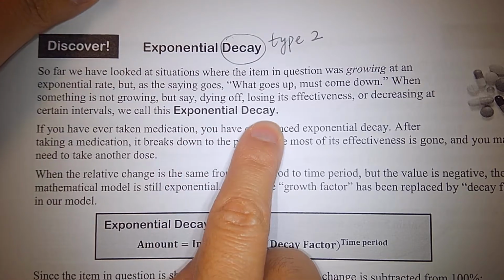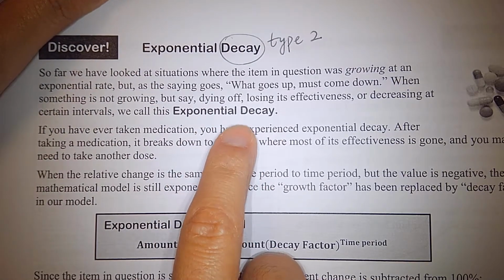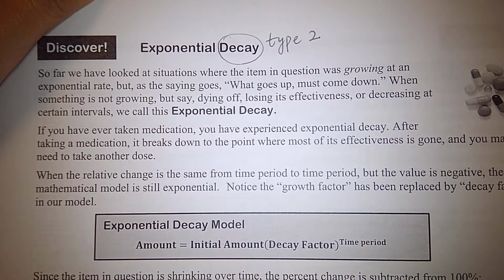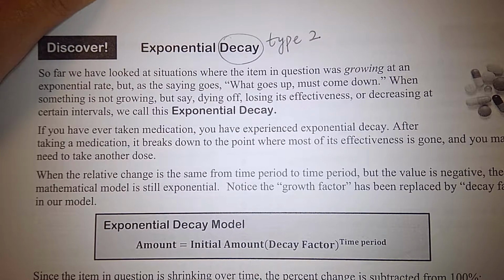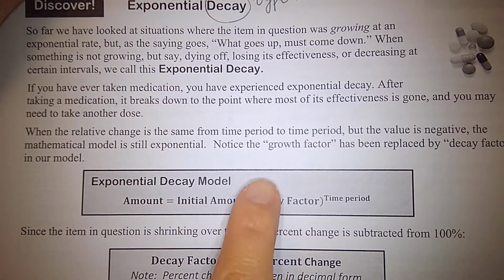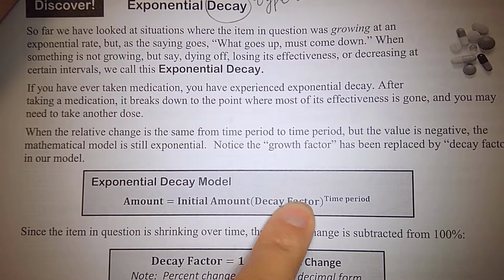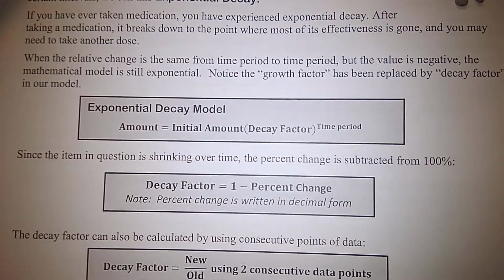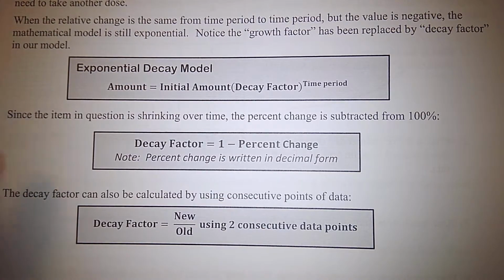When will we have a decay model? If the percentage change, or the relative change, is a negative number. Sometimes we have a negative relative change, and the rest remains the same. If that's the case, we'll have a decay model. So let's look at the decay model.